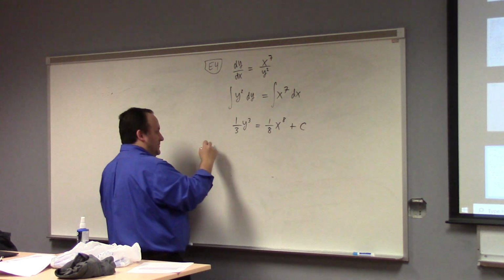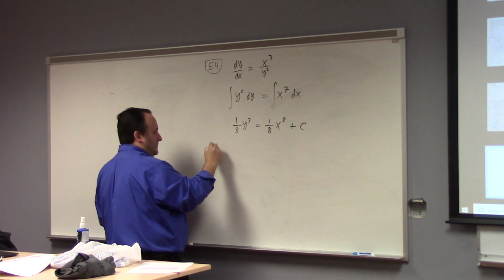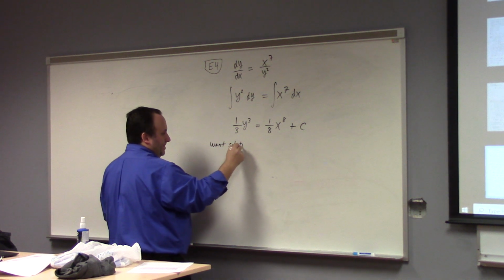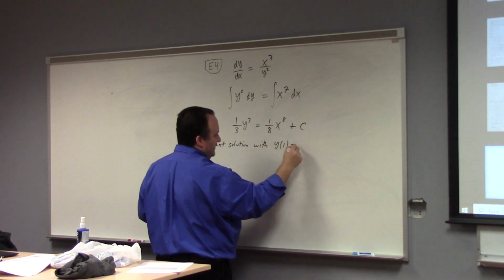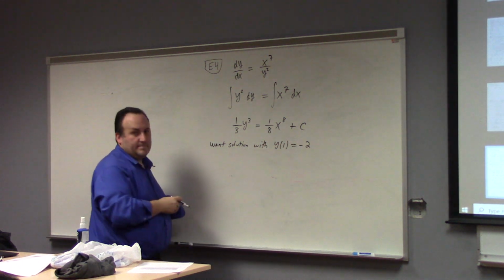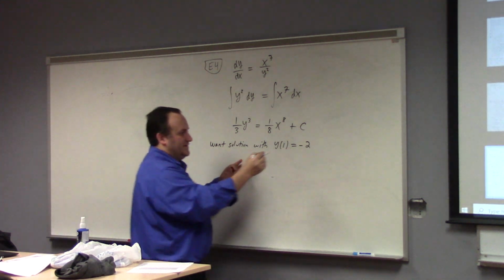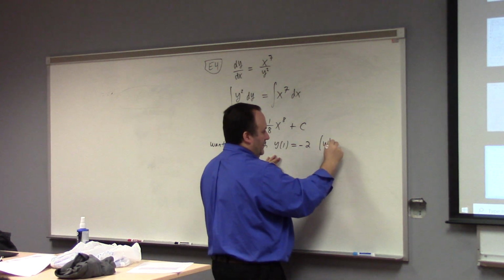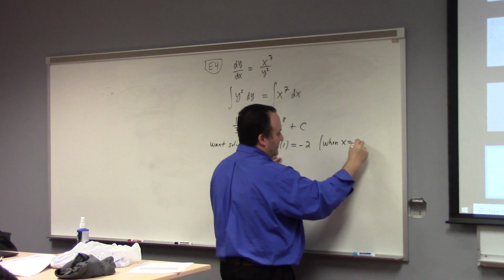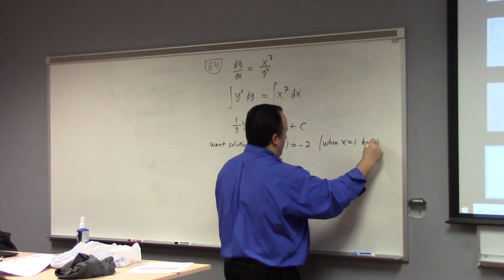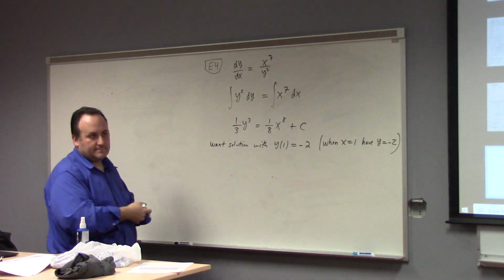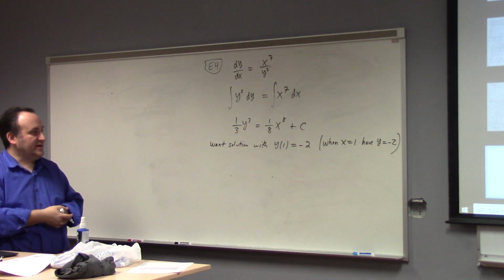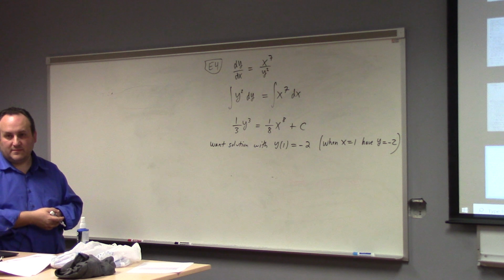And then you said you want the solution through what? It was y(1) equals -2. So what this means is when x is equal to 1, y equals -2, right? That's what that means. So we need to pick a constant to make it so. How do you do that?